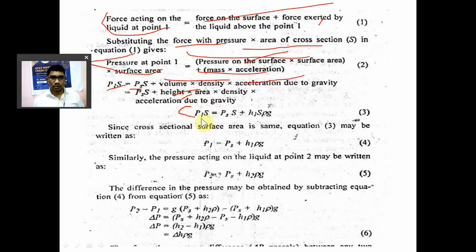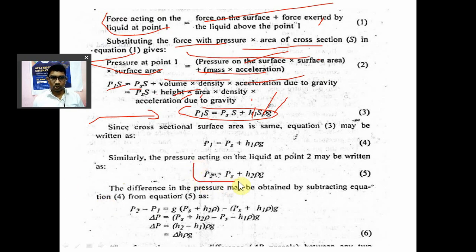तो इसको ये पूरा ऐसा आएगा, P1s इज इक्वल टू PS प्लस H1s रो g. रो क्या है, डेंसिटी, g क्या है, एक्सेलरेशन ड्यू टू ग्रेविटी. H क्या है, हाइट, और ये क्या है, एरिया. नाउ at this point 1, this will be the pressure experienced by liquid at point 1. Now similarly you have to draw the equation for point 2.